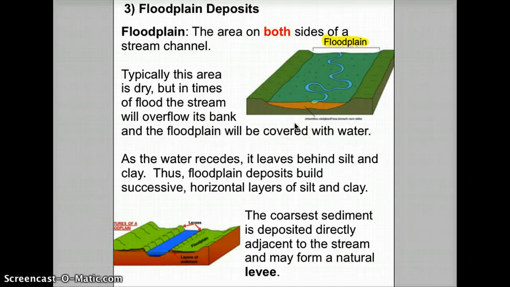On both sides of the stream channel, you have what's called the floodplain. This simply means that when the banks overflow, this area is covered in water. A lot of sediment will then deposit onto the land once the water goes back towards the stream. Because this is a deposit, we're adding to the land. It's called deposition, and it's a constructive force.